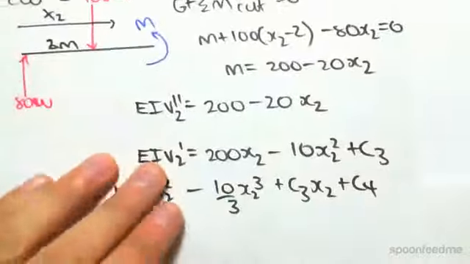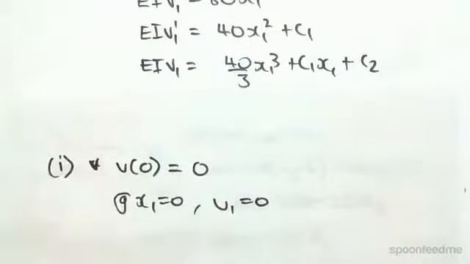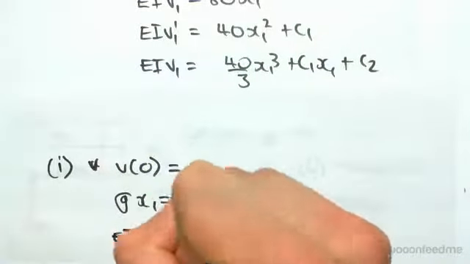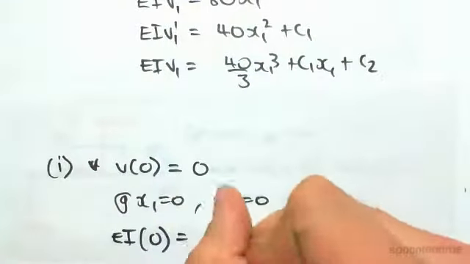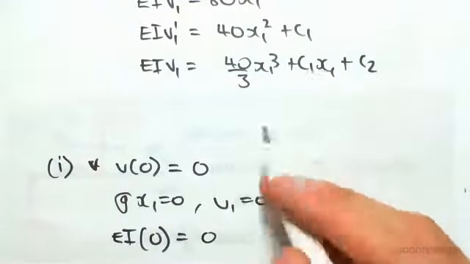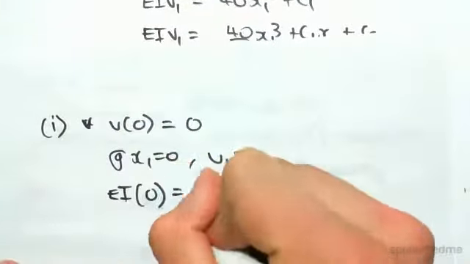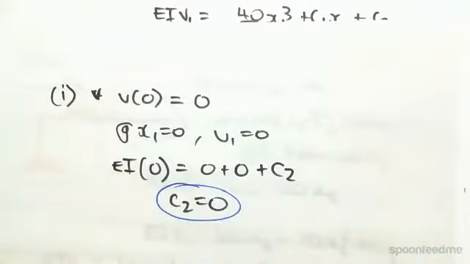So, if we were to substitute in the required values, we would find that EI of 0, so subbing in for 0, would equal, subbing in 0 there, it's going to be 0, subbing in for 0 there, it's going to be plus 0, plus C2. So you can see that C2 equals 0. So there you go. There's the first constant we've found.